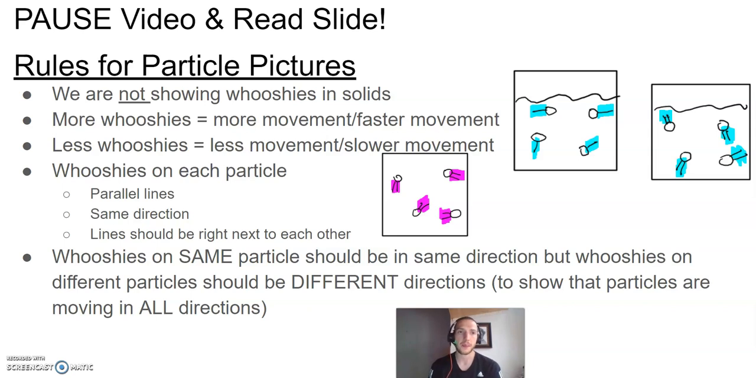All right, so our rules for particle pictures: we are not showing whooshies in solids. Solids have particles that are vibrating, so we're just going to use those zigzag lines like I showed you previously. In liquids and gases, more whooshies represents more movement or faster movement of the particles. Fewer whooshies represents less movement or slower movement of the particles.